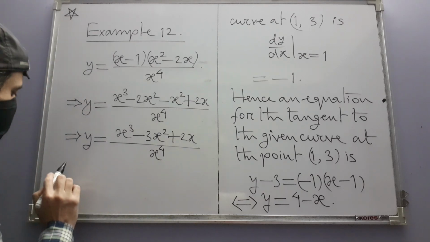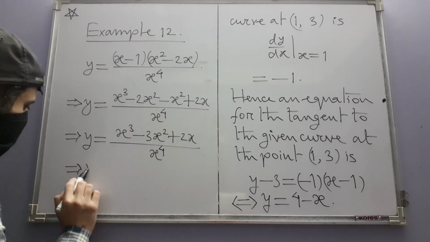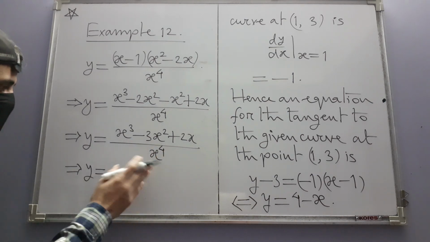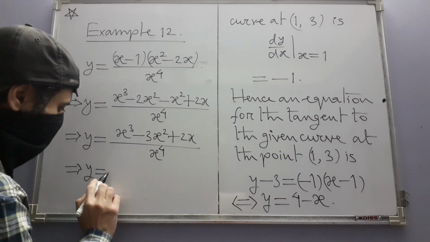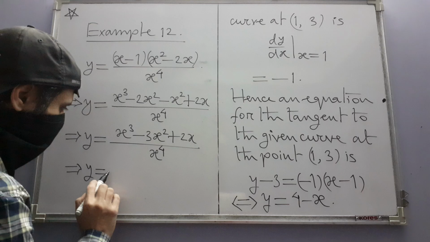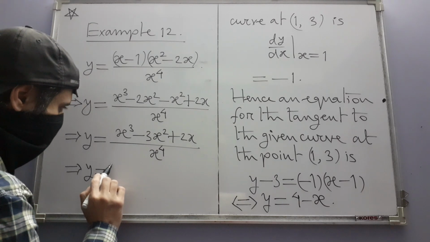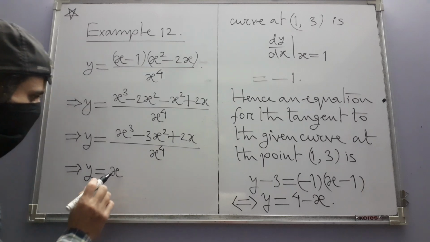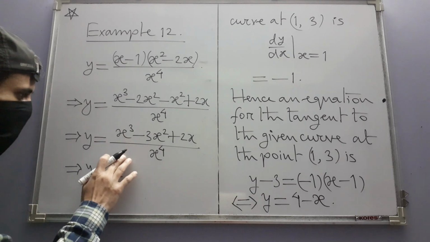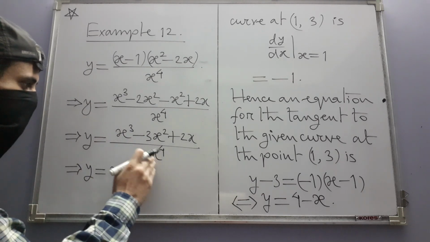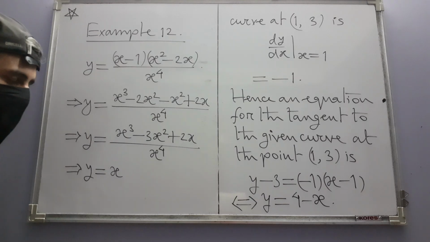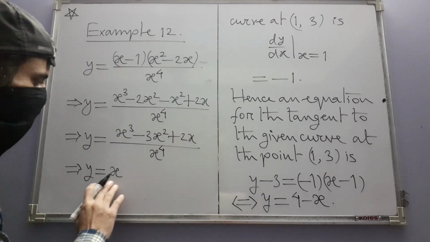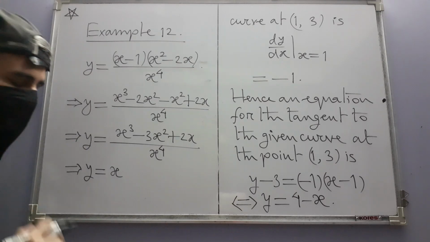But now you can do division also. This is not always the case, but at least in this case you can do division because the denominator is simply a power of x. So this is going to be x, of course, you understand that x cube divided by x to the power 4, minus 3 times x square divided by x to the power 4, plus 2 times x divided by x to the power 4. That's what I mean when I say you can divide.